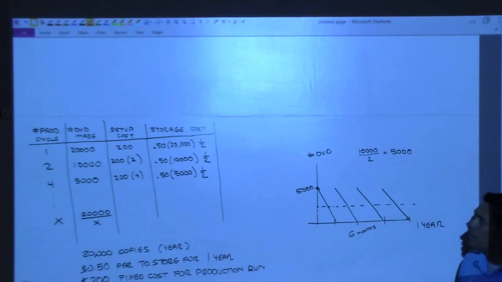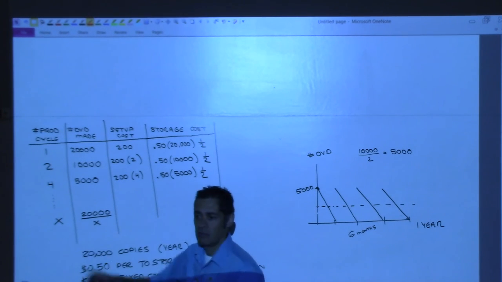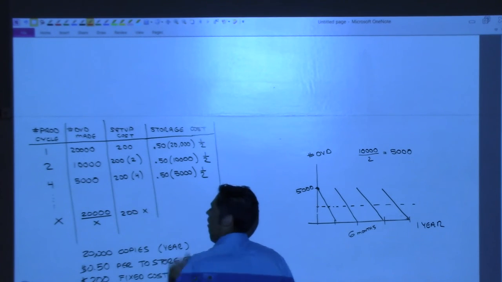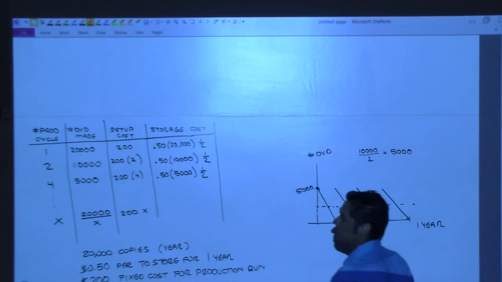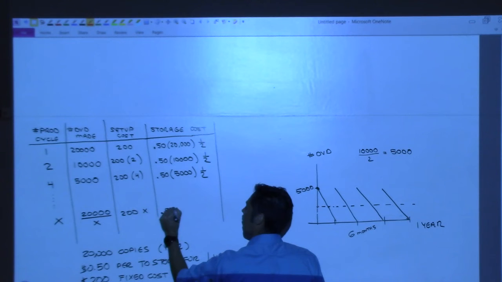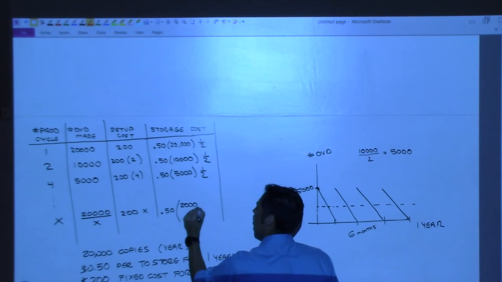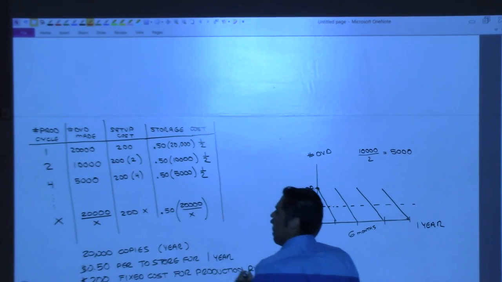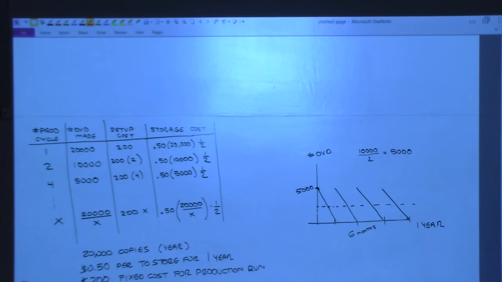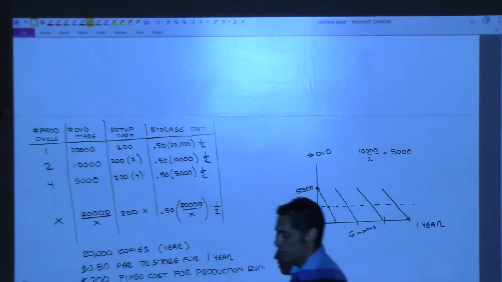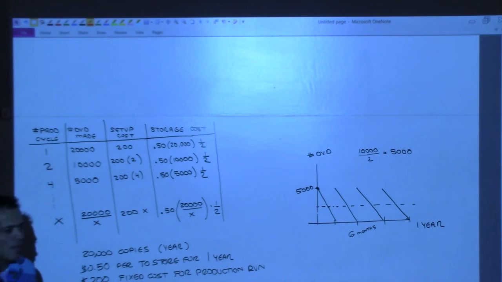Agreed? Okay, what is the setup cost? How much am I going to pay if I do X production cycles? 200X. Right? What are my storage costs going to be? 0.5 times, in parentheses, 20,000 over X. And then what? Times a half. Is that going into your brain okay? Yes. We only have 3 minutes left.